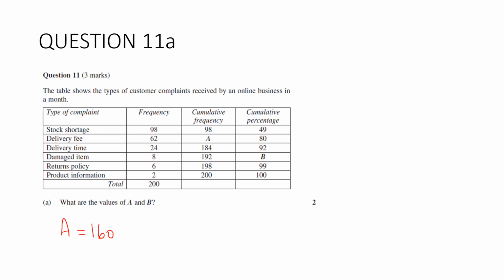Now to get our cumulative percentage, I'm just going to create a fraction. So it's going to be 192 out of 200, and then we just turn that into a percentage. So just grabbing my calculator, I'm going to do 192 divided by 200 times by 100, and that is 96%, and so B is 96.